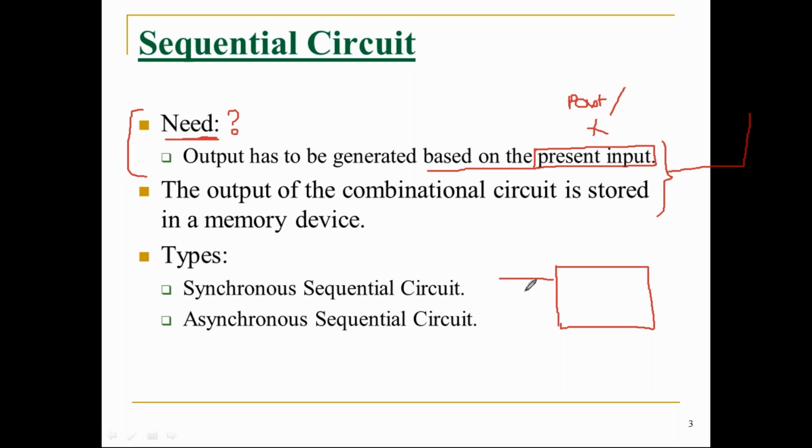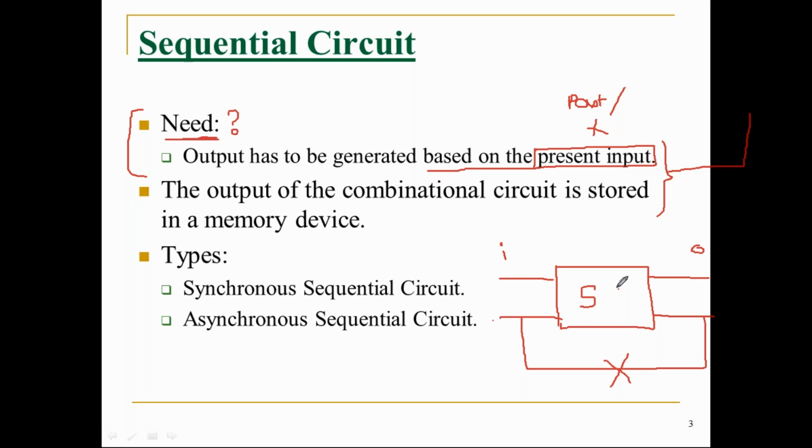This is the input in your combinational circuit, and this particular part is the output. This is the input side, this is your output side. In the previous case there is no feedback like this, as we discussed in the earlier chapter. So this is called a combinational circuit. Now we are going to discuss the circuit called the sequential circuit.